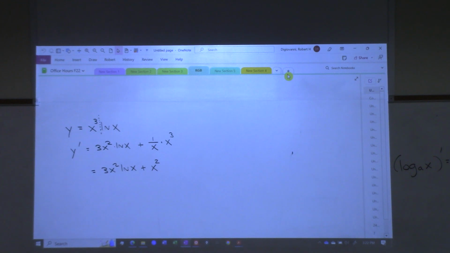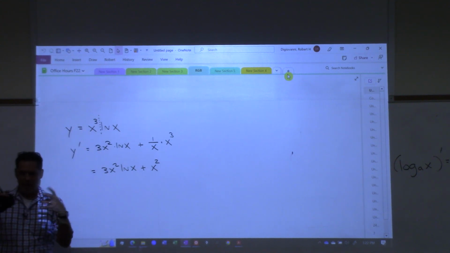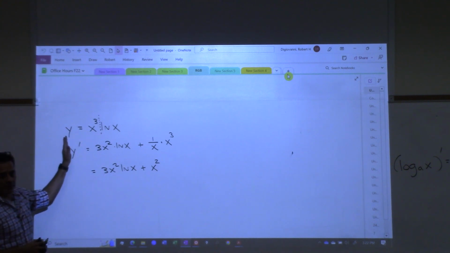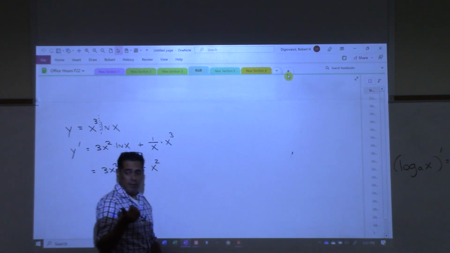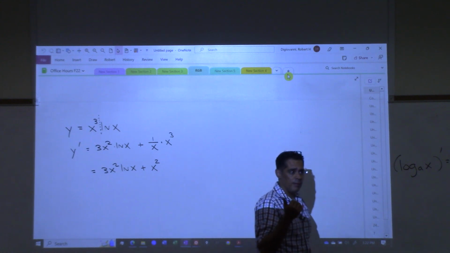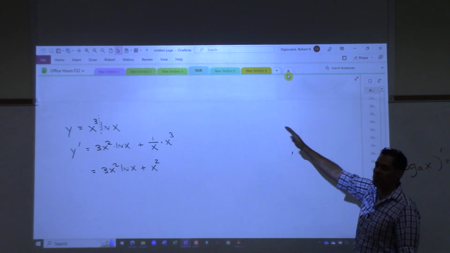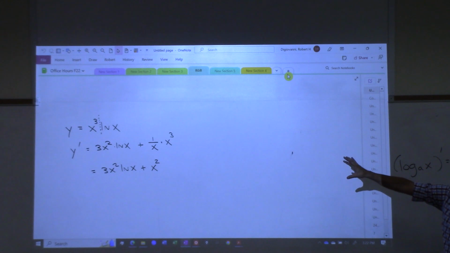So to put it simply, you would use the implicit rule when you have x's and y's mixed together and you can never get y by itself. Which if you go back and look at all the homework problems from implicit, that's the way they looked. Or if you're doing a related rate problem. Because with related rates, we're usually differentiating with respect to time, which isn't even in the equations, right? So you have to do implicit.